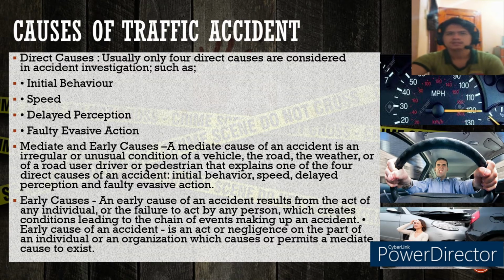Next is causes of traffic accident. Direct causes. Usually only four direct causes are considered in accident investigation, such as, first, initial behavior. Behavior has a role in road accidents as well. For example, a driver might easily become enraged, which can lead to imprudent driving. So that is the initial behavior.